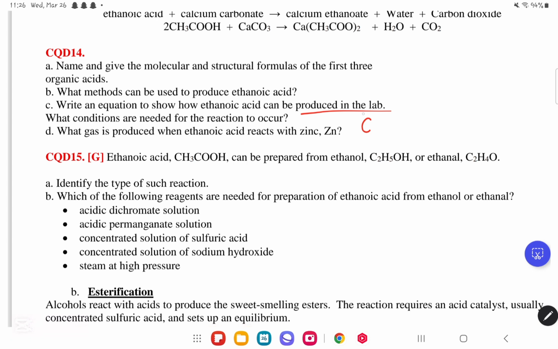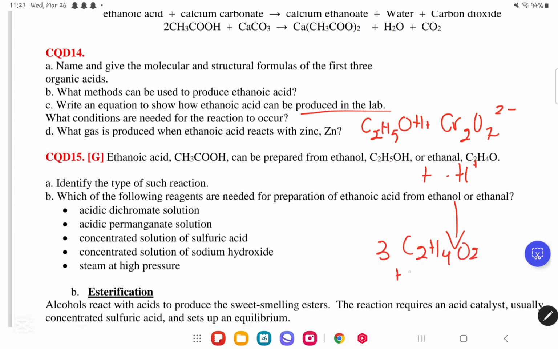It is C2H5OH, which will react with Cr2O7 2-, in addition to 16H+, to give us 3C2H4O2, in addition to 4Cr3+ and 11H2O. So I balanced these. Let me also balance these. This will be 16H+, 2 over here and 3 over here.